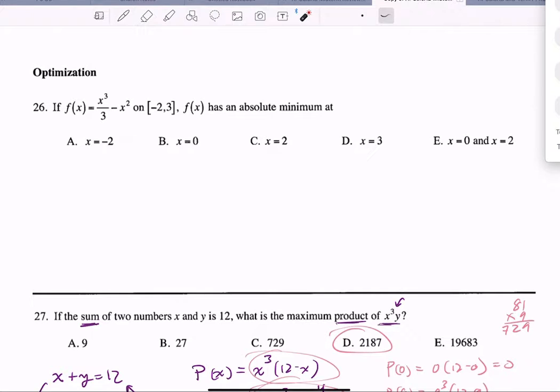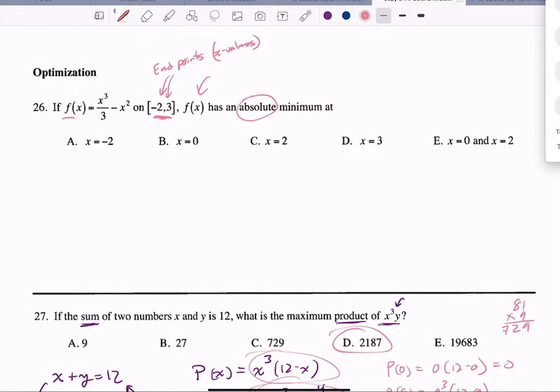So, this guy right here, we got to optimize. It says if f is this on this interval, f has an absolute minimum where? Okay, now as soon as you see the word absolute minimum, that means you're going to test the endpoints of our function, which are both of these. These are x values, by the way, x values.